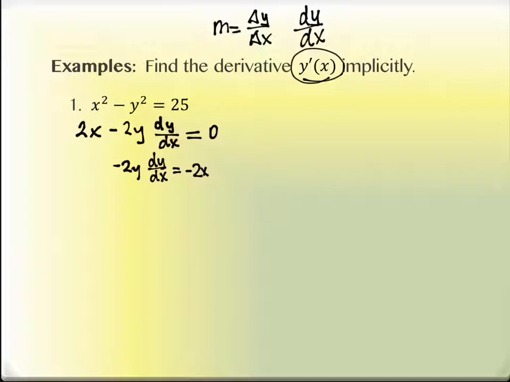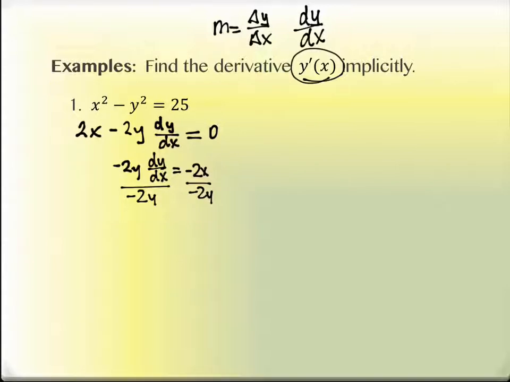And then what would I do to move the negative 2y? I can't add it. I would divide by it. The reason I can't add it is because these two are understood to be multiplied because they're next to each other, so we would want to divide to get it moved. So divide by negative 2y.